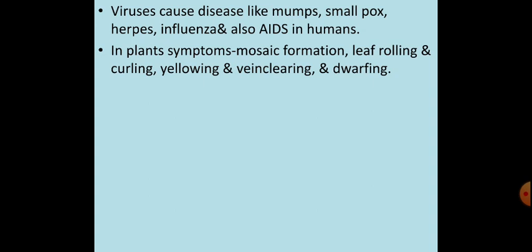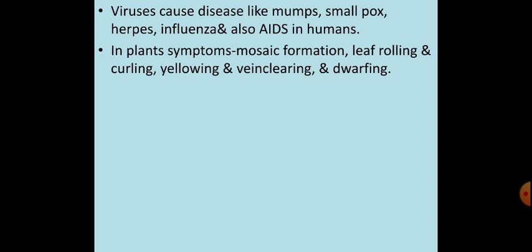You might have seen some humans who have grown in their age but not grown in height. Okay, they are called dwarf. Like that, these plants should grow to a particular height, but because of infection by viruses, they will not grow further. That is called dwarfing. Okay, these are some of the diseases caused by viruses in plants and animals.